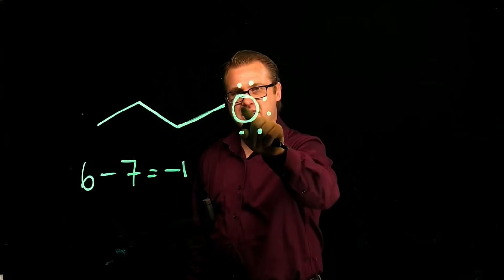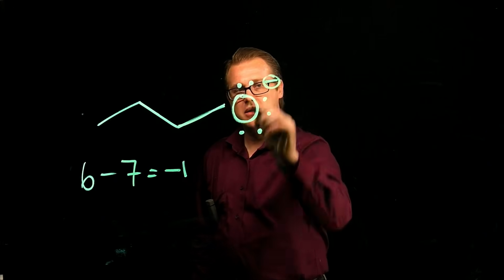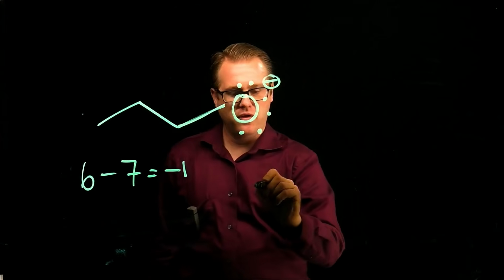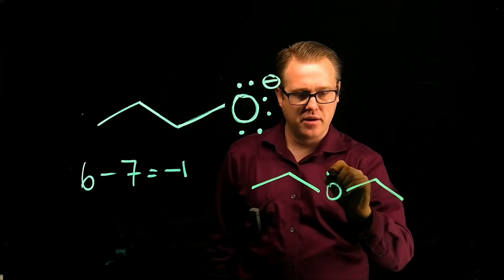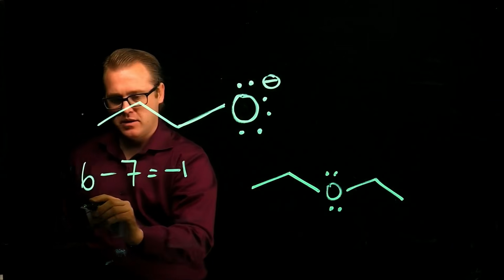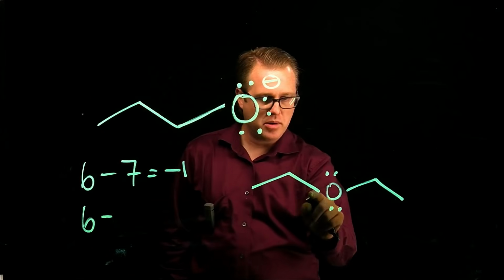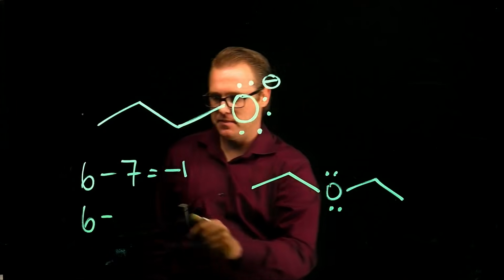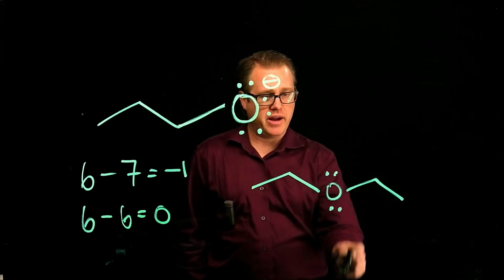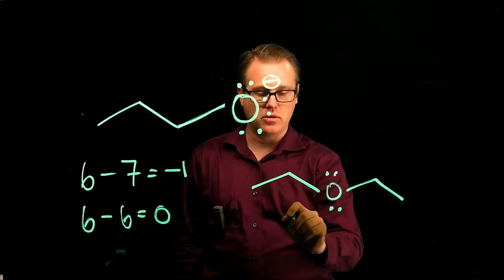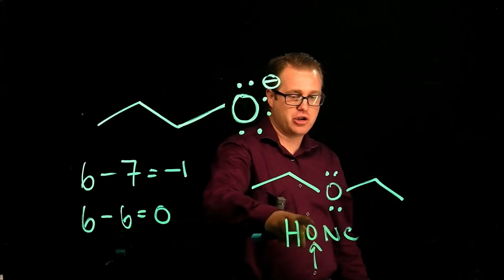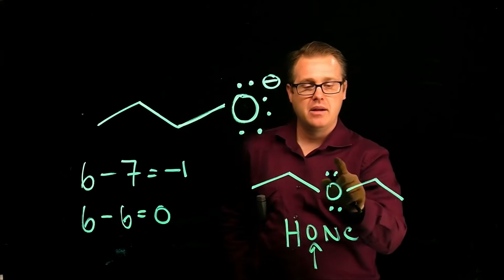So the formal charge on this oxygen atom is a -1. What would the formal charge be on this ether? Well, I see an oxygen atom, so it has to have 6 valence electrons minus 1 bond, 2 bonds, 3, 4, 5, 6 equals 0. So that is a neutral oxygen. And we already know that's neutral. Why? Because of the HONK rule. If oxygen has 2 bonds, it's neutral, and it has 2 lone pairs.